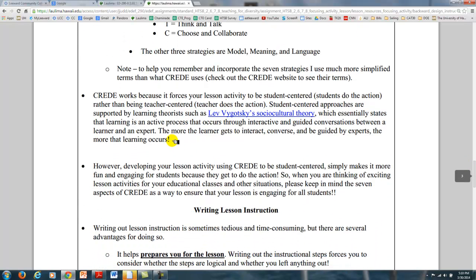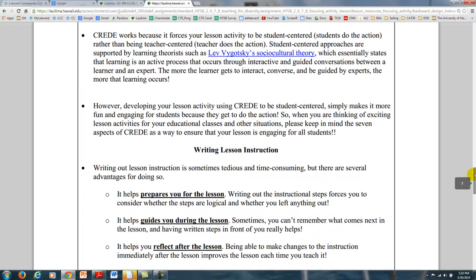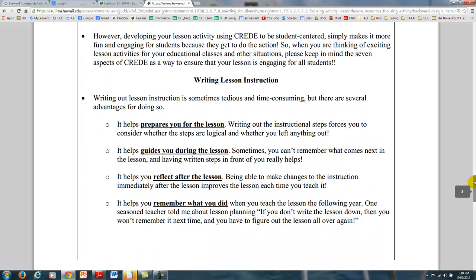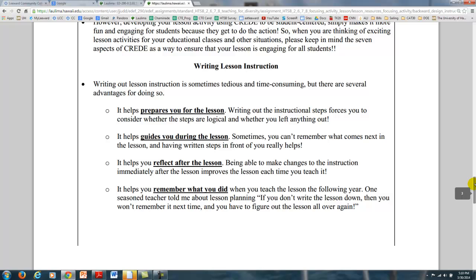There is a very powerful theorist behind this. It's one of what we call the Big Four, and Lev Vygotsky's sociocultural theory is the one that lies behind CREDE. And so just for your information, you should know that the very powerful ideas are behind those 7 elements. Once you have those seven elements, your students are going to love you.